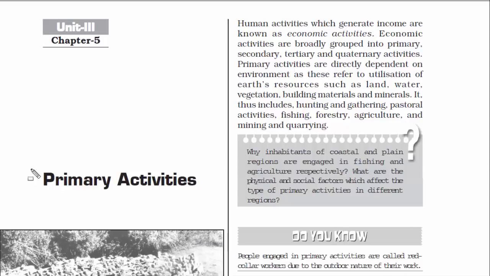Hi, welcome to Chapter 5, Primary Activities. This chapter is about the primary sector of the economy. Now, let me start off in a systematic manner.